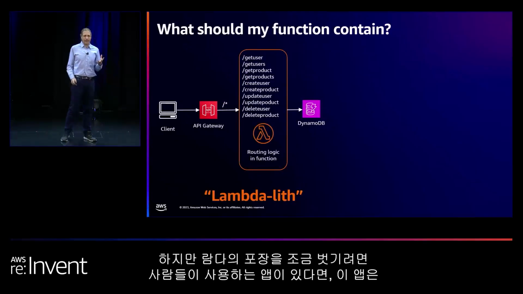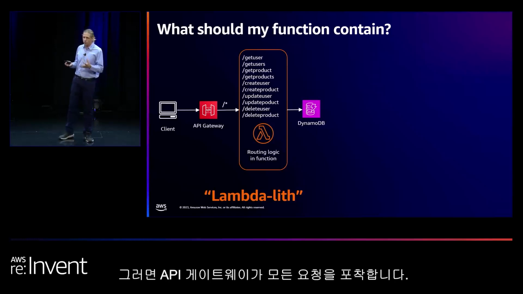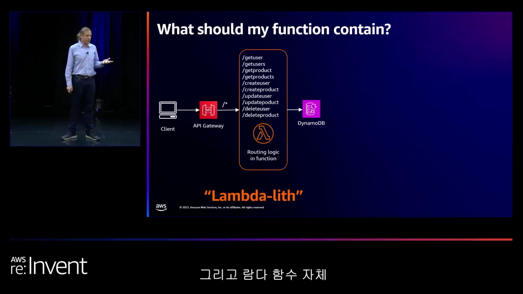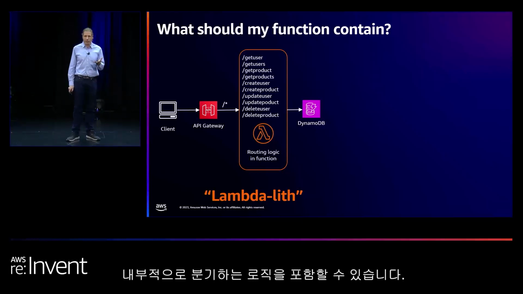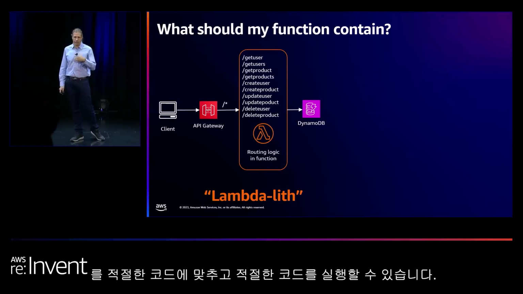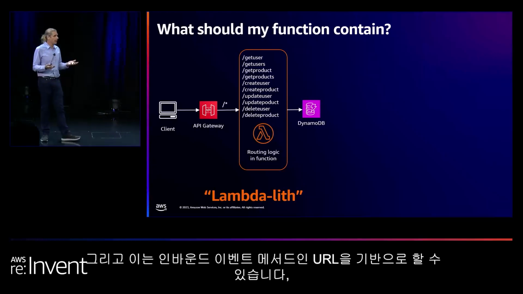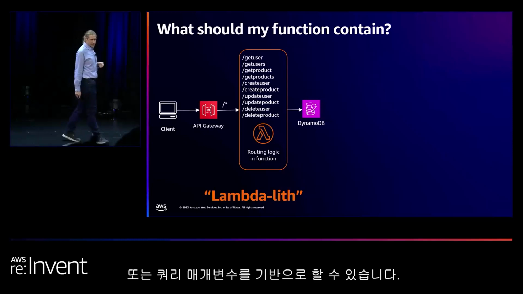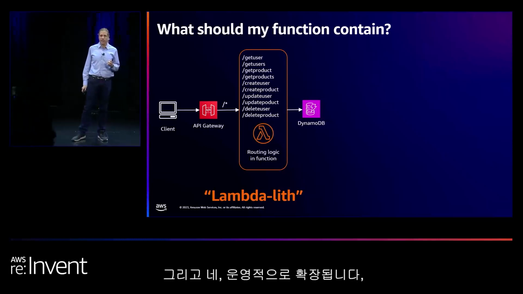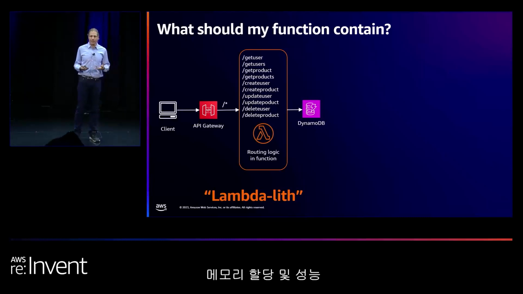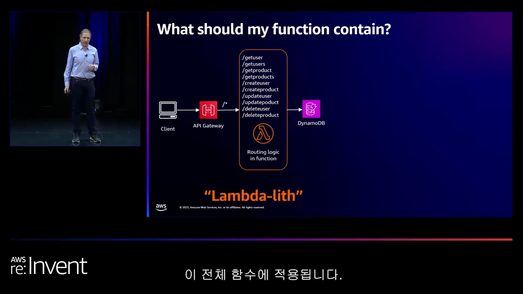But to unpack the Lambda lith a little bit that people use, it might seem reasonable to have an app where API Gateway then is going to catch all the requests and route them downstream to a single Lambda function. And then the Lambda function itself can contain logic to branch internally to fit the appropriate code and to run the appropriate code. And that can be based on the inbound event method, the URL, or the query parameters. And this works, and yes, it does scale operationally, but means that the security, the permissions, the resources, the memory allocation, and performance is applied to the whole function.